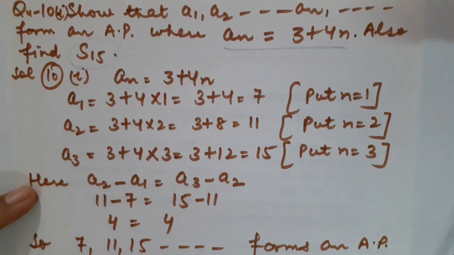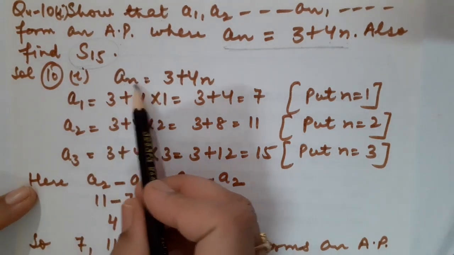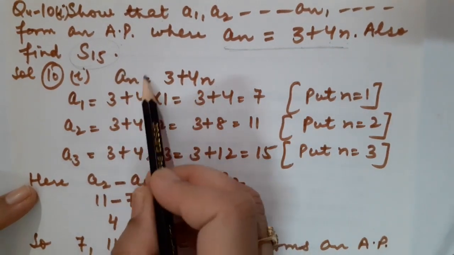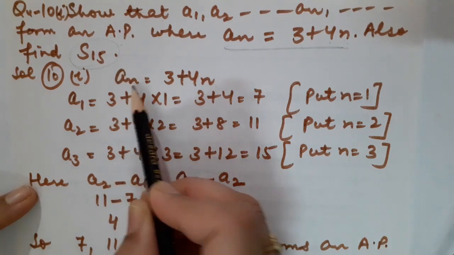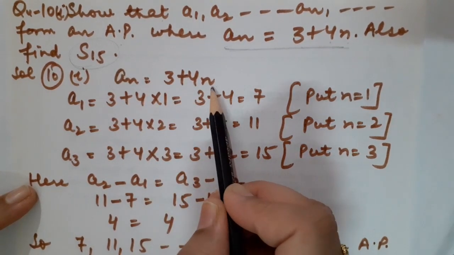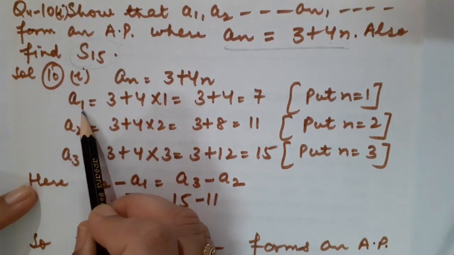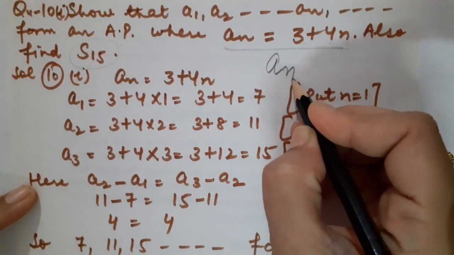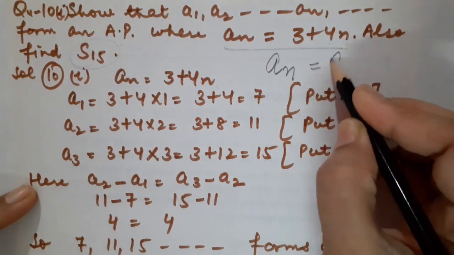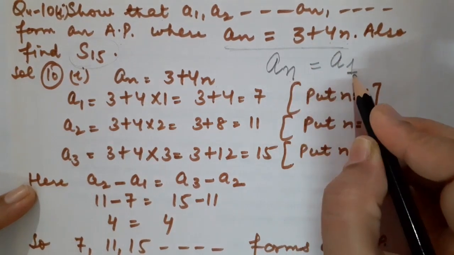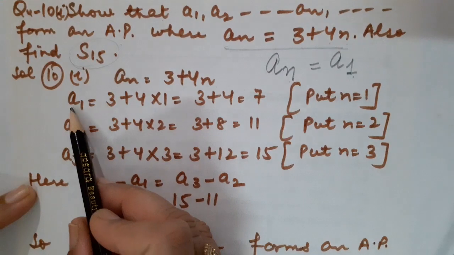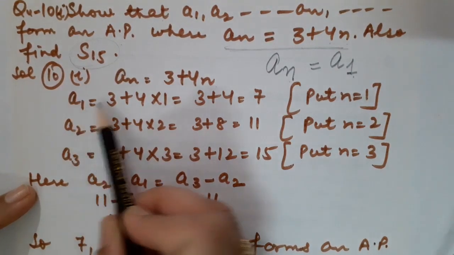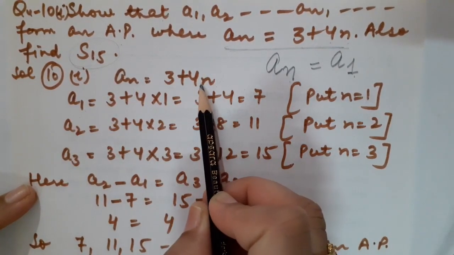Definitely we will have to find the common difference, but before that we must have the list of numbers. Correct? So here we have AN given. AN is nothing but the nth term of the AP, that is 3 plus 4n. So let us find A1. Look, here it is AN. How to calculate A1? Definitely in place of n I am going to write 1. So put 1 here.